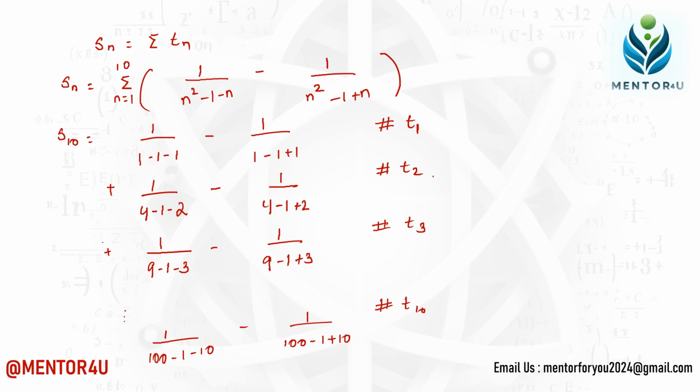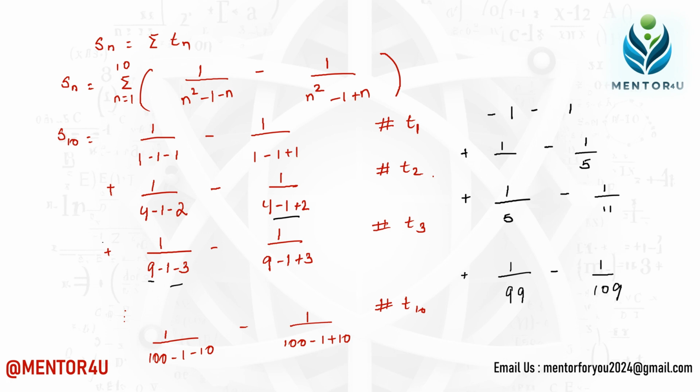So it will be 1 minus 1, I guess it's 1 only. Addition with 1 by 1, I think that will be 1 only. Minus 1 divided by 4 plus 2 minus 1, I think that's 6 minus 1, that's 5. 1 divided by 5, plus 1 divided by 9 minus 4, that will be 5, minus 1 divided by 12 minus 1, that will be 11. So what will be the 10th term? It will be, I guess, 100 minus 11, that is 99, minus 1 divided by 109, since 100 plus 10 minus 1 is 109.